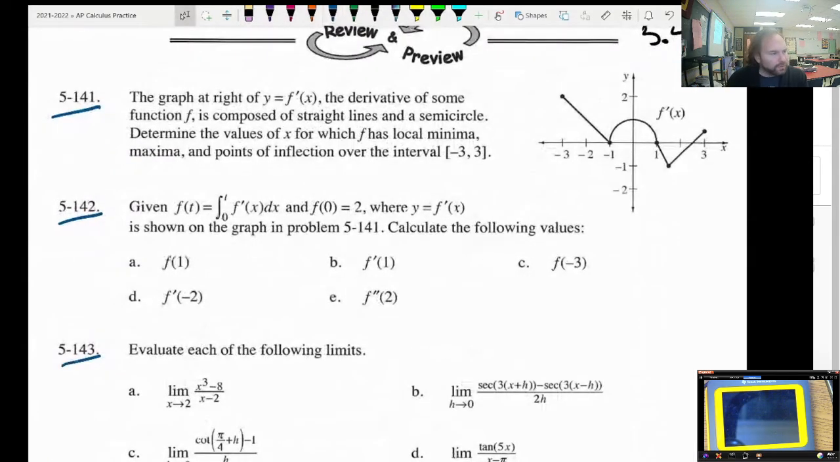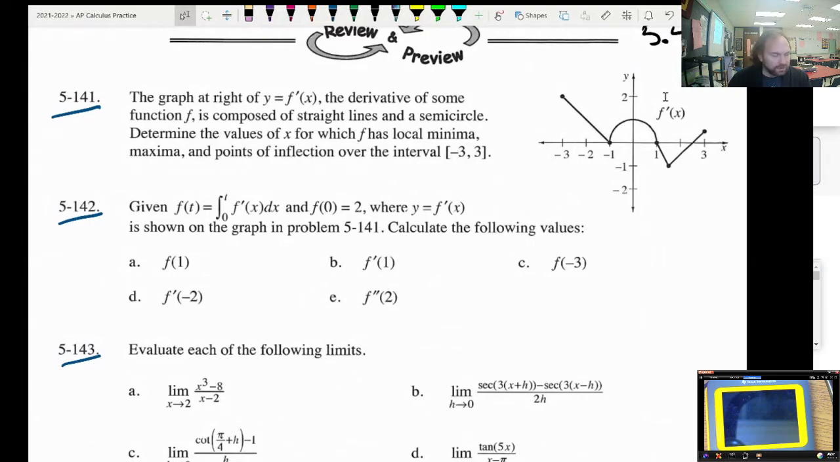5.141 and 5.142 both use the exact same graph that's shown right here. So we're going to use that. What we got is the graph of f prime. It's the derivative of some function f of x, which we're never going to know. The f prime graph here is composed of straight lines and a semicircle. We're going to determine the values of x for which f has a local minimum, maximum, and points of inflection over the interval from -3 to +3.